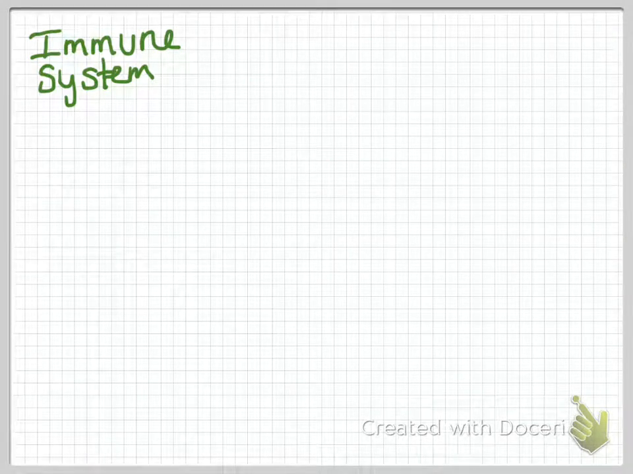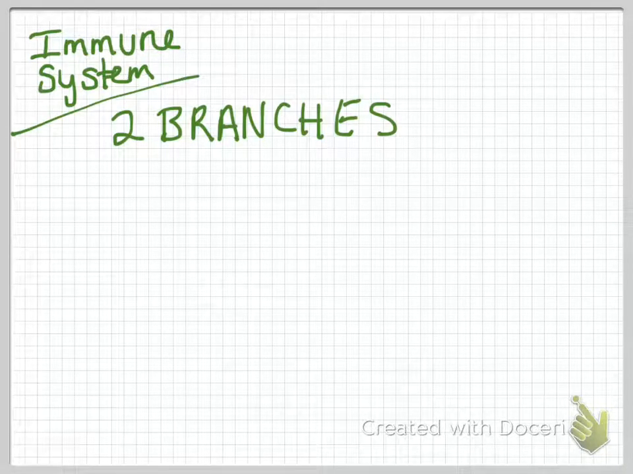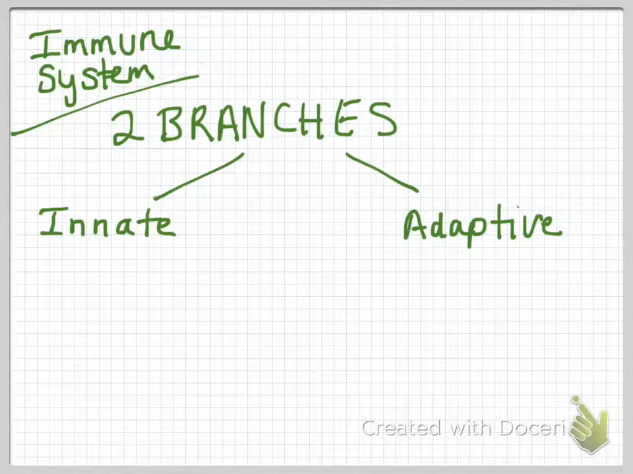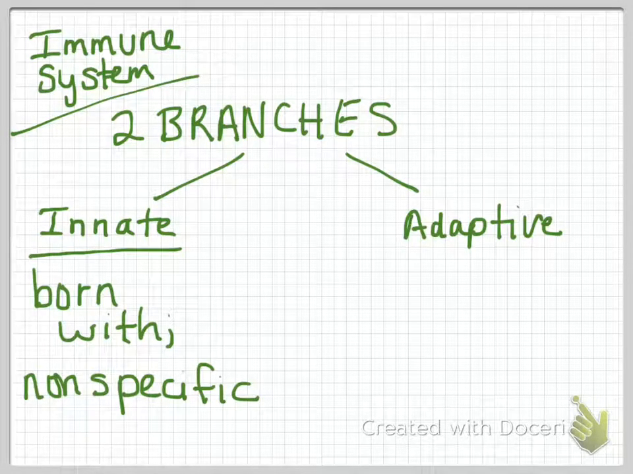Another portion of the lymphatic system, and this is probably how you learned it before, is called the immune system. And our immune system has two branches to it. And those two branches are the innate and the adaptive. Innate is defenses that we are born with. Each and every one of us has these things. And these innate defenses that we have are non-specific. That means that it's just kind of a general defense mechanism that we have to foreign invaders.